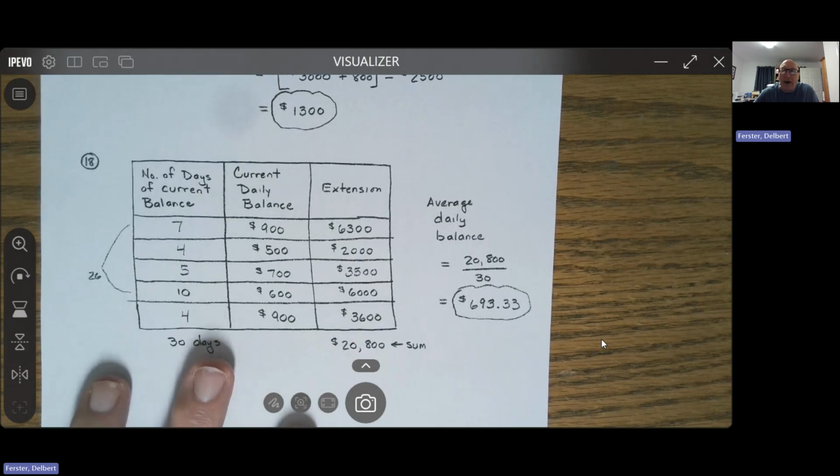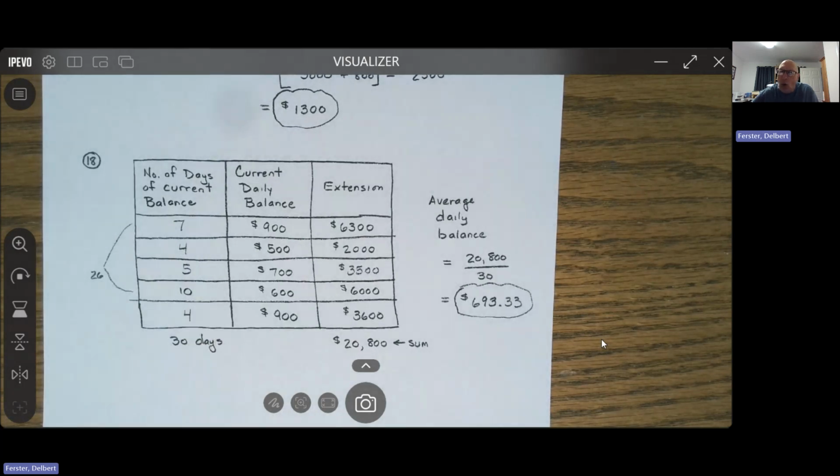To find your average daily balance, you need to total the left side day column. Well, shoot, we already knew that was 30. And you need to total that right side extension. That's 20,800. So we'll take 20,800 and divide by 30, and the average daily balance that we owed on that card would be $693.33. And that, my friends, is the final solution for problem number 18.